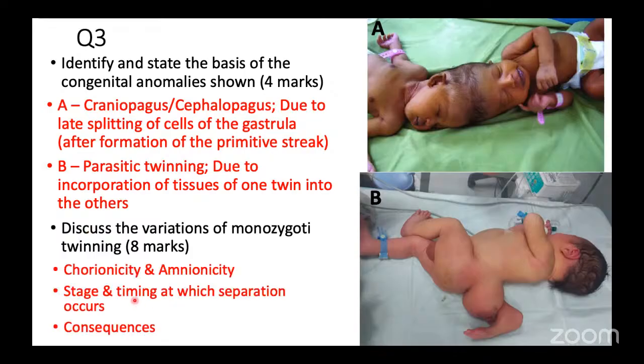So in order to answer this question, you have to consider the chorionicity. Is it monochorionic or dichorionic? And is it monoamniotic or diamniotic? All right. So this one depends on the stage and timing at which separation occurs. So the earlier the better. The earlier it is, the more likely it will be dichorionic and diamniotic. The later it is, the more likely monochorionic and monoamniotic. Okay. Then look at the consequences of this. Obviously, you can see A here, this conjoined twinning if it occurs too late.